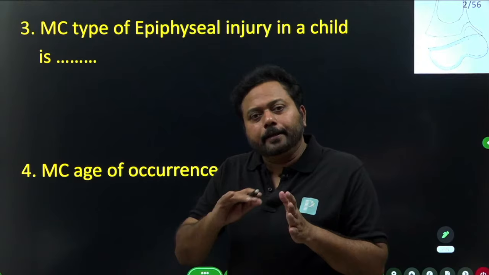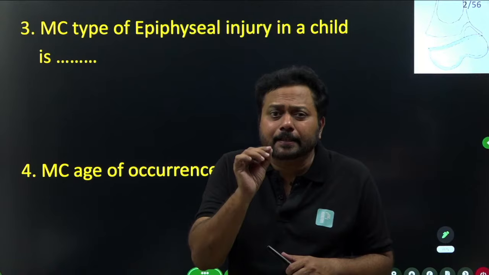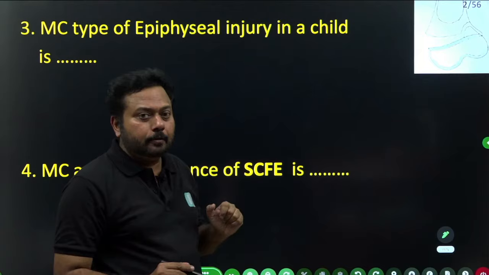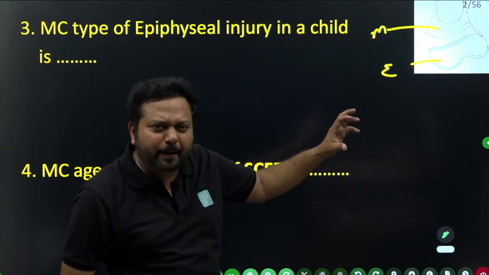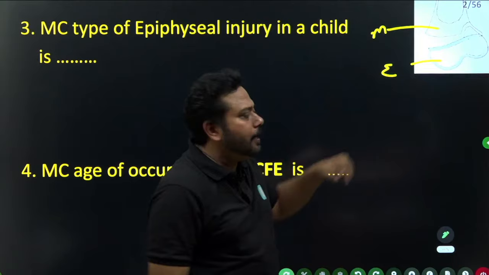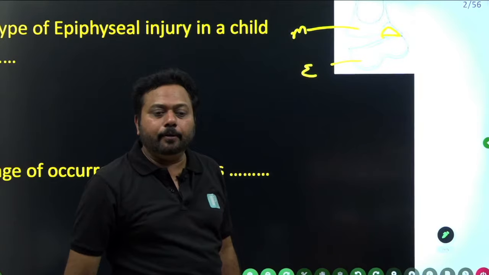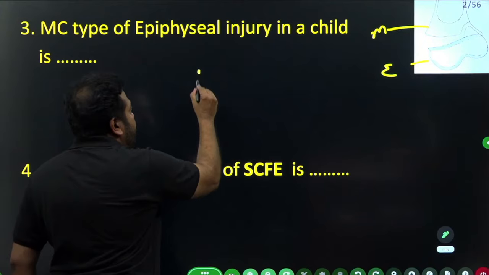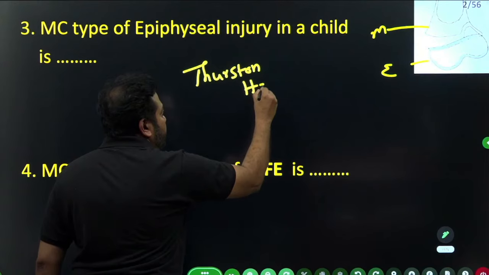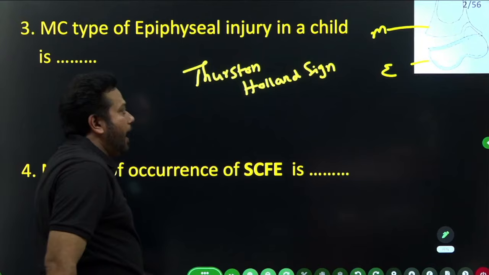Type 2 is complete separation of epiphysis from metaphysis, and the epiphysis carries a small triangular bit of metaphysis along with it. You see the picture? This is the epiphysis. This is the metaphysis. The epiphysis has sheared, totally come out of the metaphysis. And you see this epiphysis is carrying a small triangular bit of metaphysis along with it, and that is called the Thurston-Holland sign. Very important radiological sign. And this is called type 2.